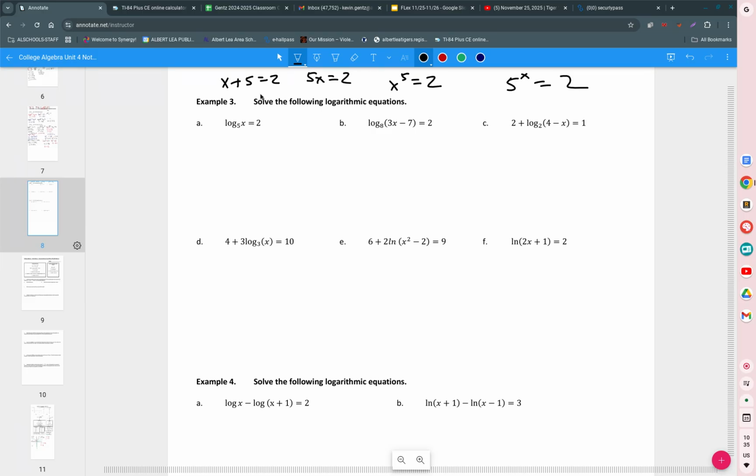So now what if we change it to this? Log base 5 of x. How do you get rid of log base 5? You create a base of 5 for each one.